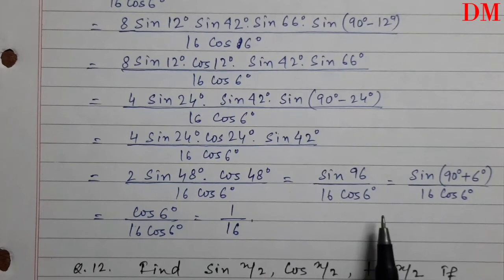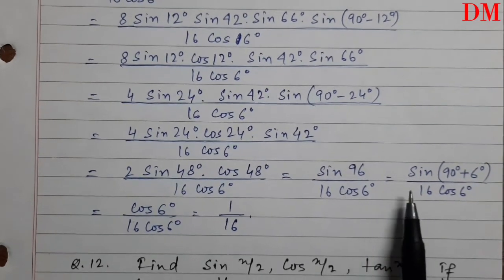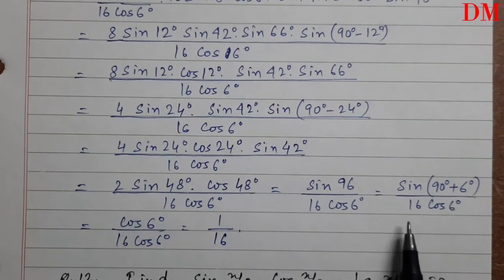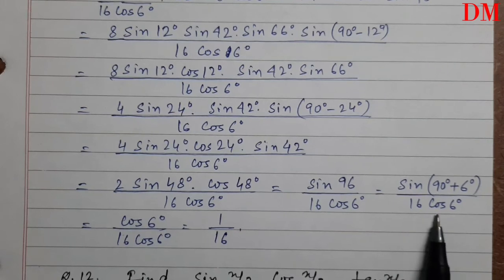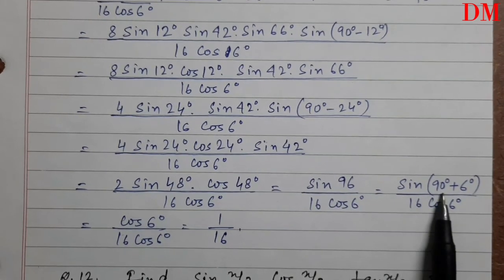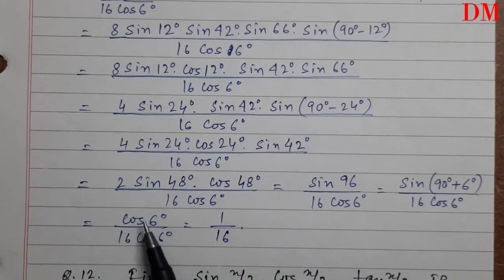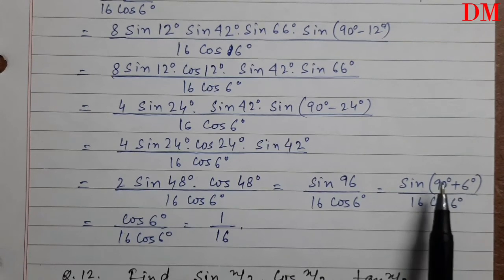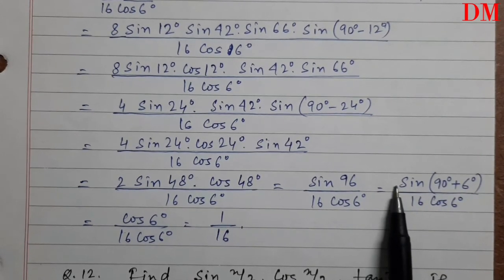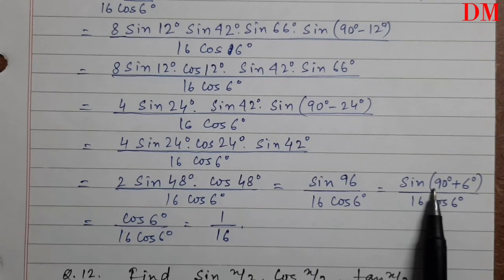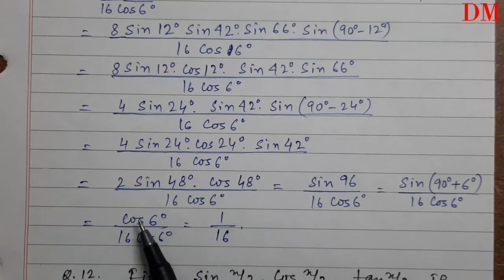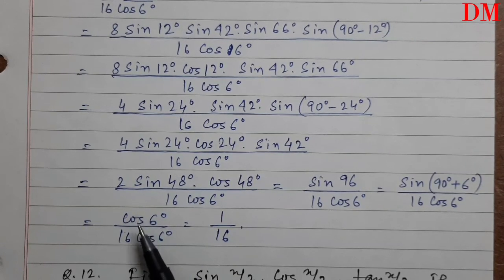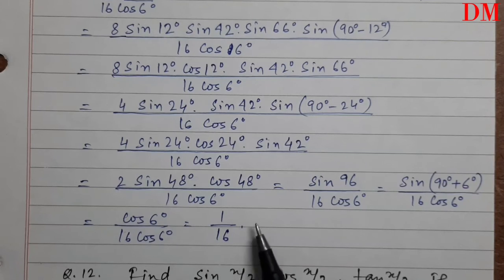Hence, now in this sin 96 degree, we can write this as sin 90 plus 6 degree. Now in the denominator it is already 16 cos 6 degree. Now sin 90 plus 6 degree will become cos 6 degree, since it is in the second quadrant, and in the second quadrant sine is positive, and since it is an odd multiple of 90 degrees, sine will become cos. So it will be cos 6 degree by 16 cos 6 degree. Now cos 6 degree can be cancelled out and it will become 1 by 16.